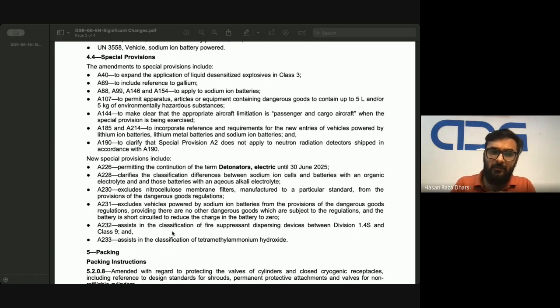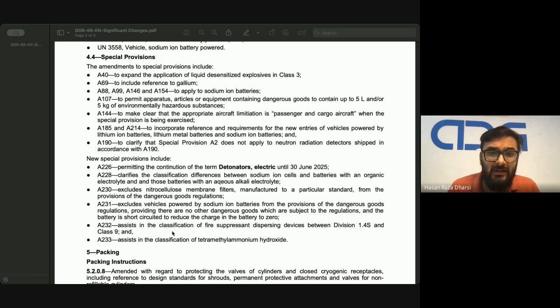Okay, so these special provisions were not part of the last edition, like the current edition which we are going through. A226 permitted the continuation of the term detonator electric until 30th June 2025. A228 clarified the classification differences between sodium ion cells and batteries with an organic electrolyte and those batteries with an aqueous alkaline electrolyte.